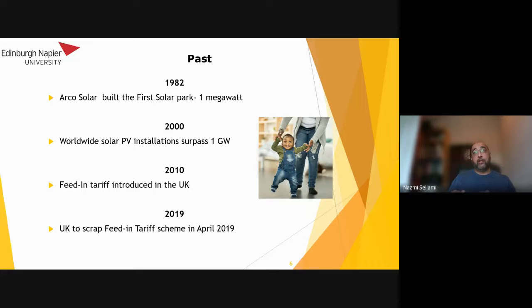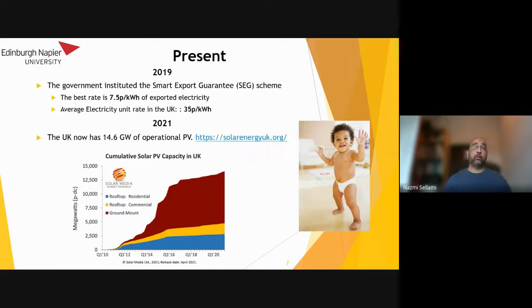The UK, the United Kingdom, and many other countries as well, decided to scrap the feed-in tariff scheme, which ran from 1999 to 2019. So this system is not available anymore in the UK, and we're talking about the present. The present, I mean, the solar cell has managed to stand on its own. It doesn't need support or subsidies from the government. And that's why whatever the government is offering now is not generous anymore.